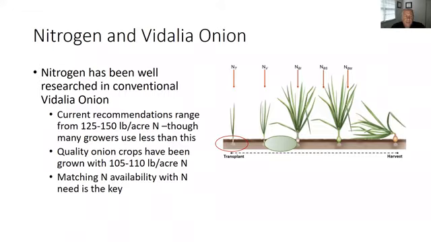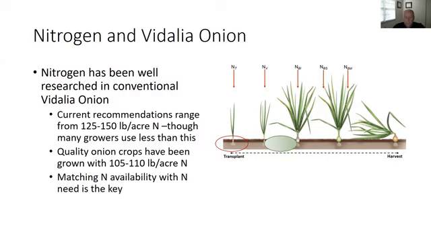So, nitrogen in Vidalia onions. Nitrogen, as you know, has been well researched in conventional Vidalia onions. Sulfur has probably been the most thoroughly researched due to the impact on flavor, but nitrogen is right up there. Current recommendations range from around 120 to 150 pounds an acre of nitrogen, although I will say that many growers over the past few years have gone to using a fair amount less than that. We've seen quality onion crops being grown with 105 to 110 pounds an acre of nitrogen.